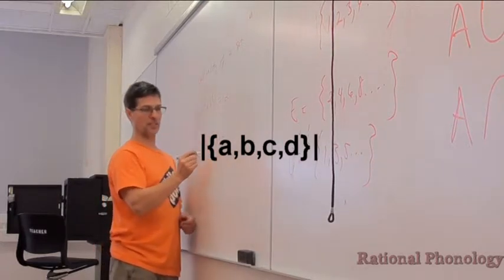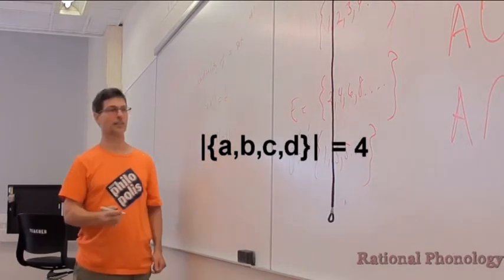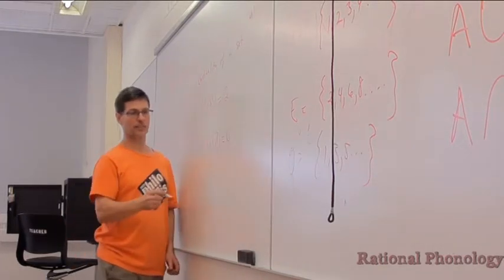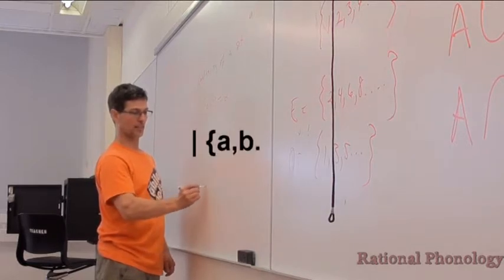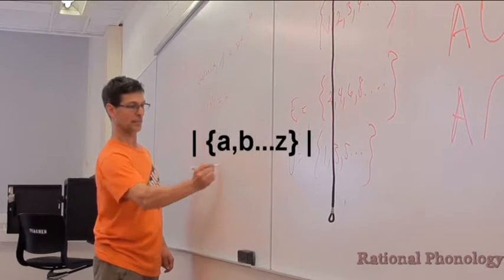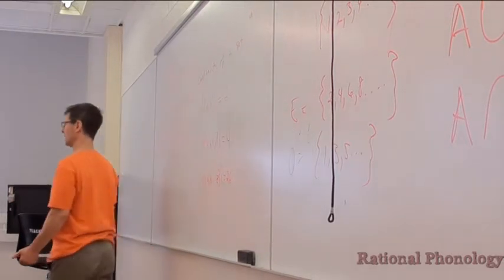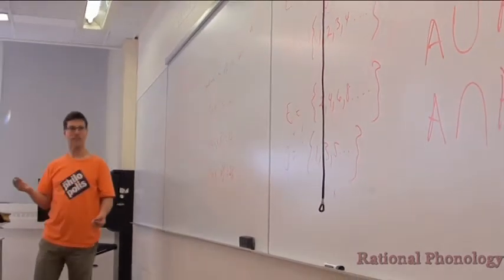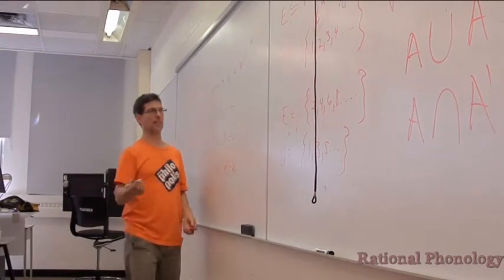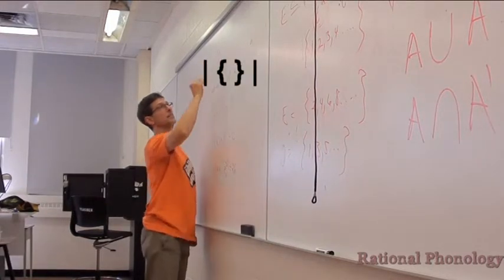If the set contains just A, B, C, and D, it gives you 4. If it contains the letters of the alphabet, it gives you 26. So what's the cardinality of the set? The number of elements it has. So what's the cardinality of the empty set? 0.